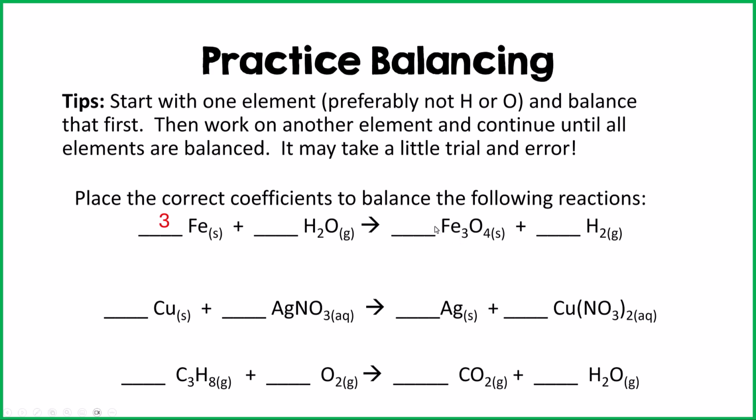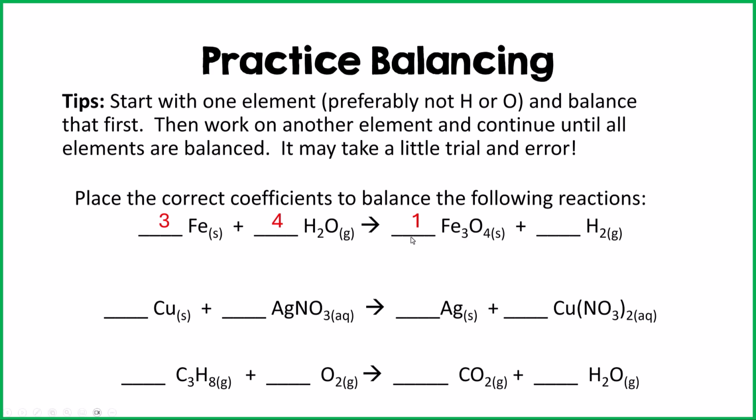Now we know that this is going to be a 1, at least temporarily, to make sure that we can balance this. And that gives us 4 oxygen atoms. So we want to try to make this oxygen 4 as well. And rather than changing our subscript here, we're going to add a 4 in front of the H2O formula. So we now have 4 oxygen atoms on this side and 4 oxygen atoms on this side. So far, iron and oxygen are balanced here.